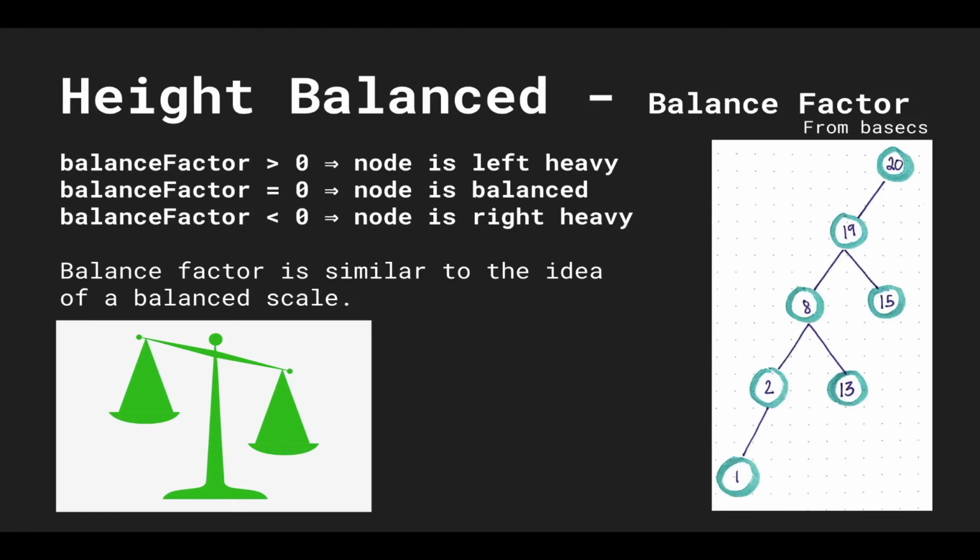It's balanced when the heights of the two subtrees are equal, and it's right heavy when the height of the right subtree is greater than the left subtree. So here in the figure to the right, this tree is left heavy because obviously the left subtree is heavier than the right.